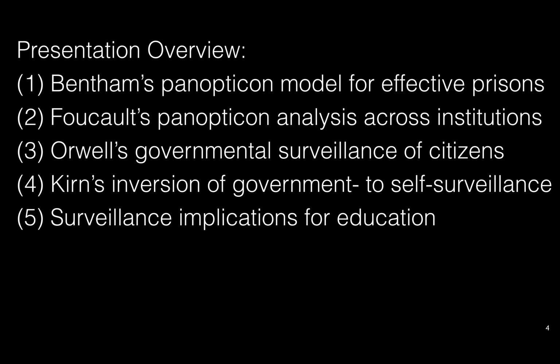Just basically the overview. First, I'll talk about Jeremy Bentham's Panopticon model for effective prisons. Secondly, Michel Foucault's Panopticon analysis across institutions. Third, George Orwell's governmental surveillance of citizens. Fourth, Walter Kern's inversion of government surveillance to self-surveillance. And finally, surveillance implications for education.